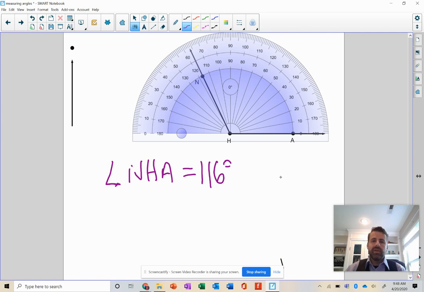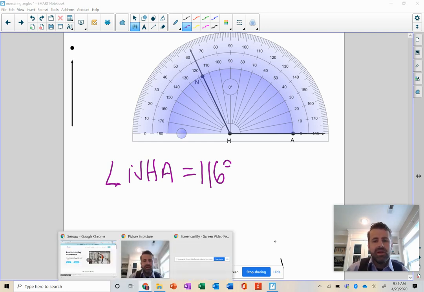So you're going to use this to help you figure out the clue that the detective has given you. And hopefully this will help you guys solve the next part of the mystery. Okay, and that's it.